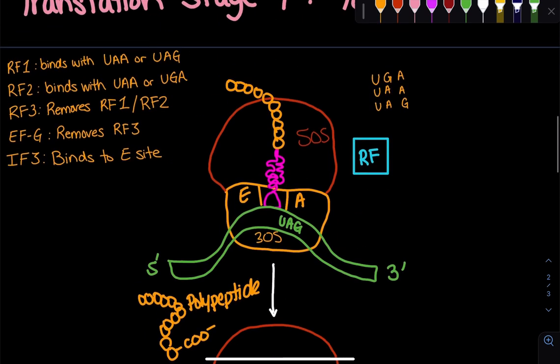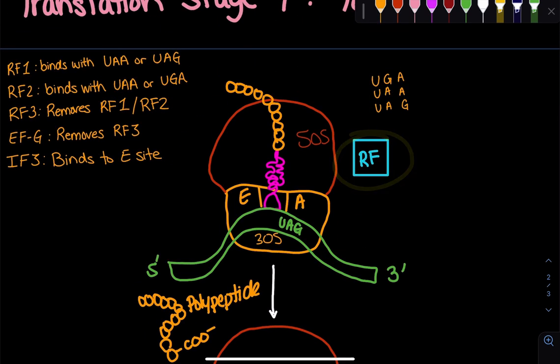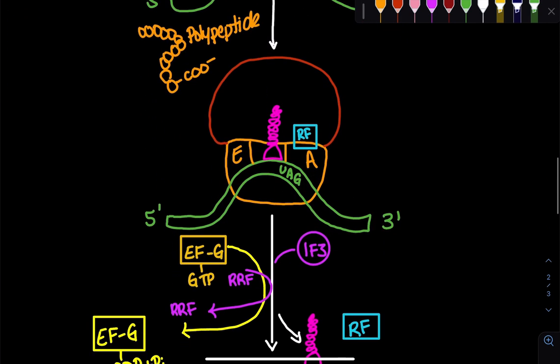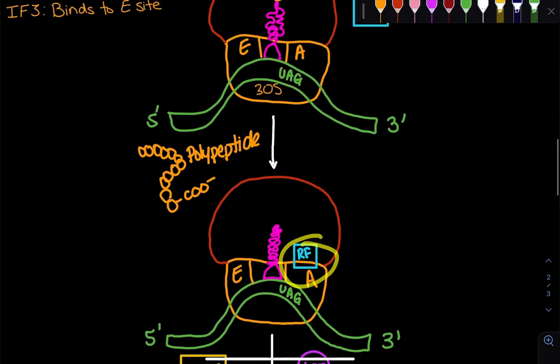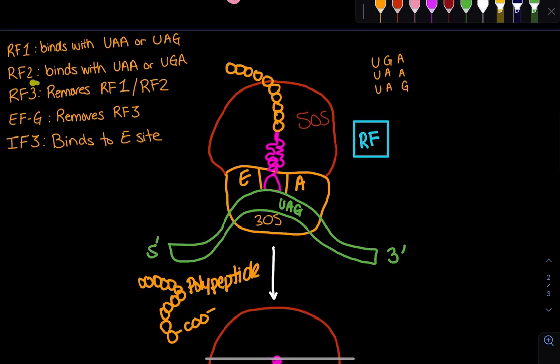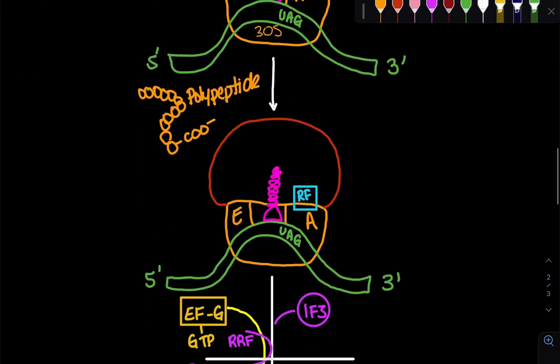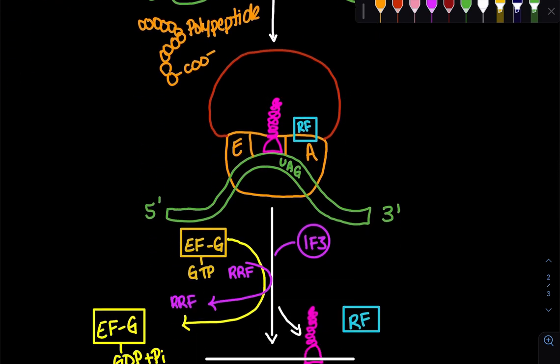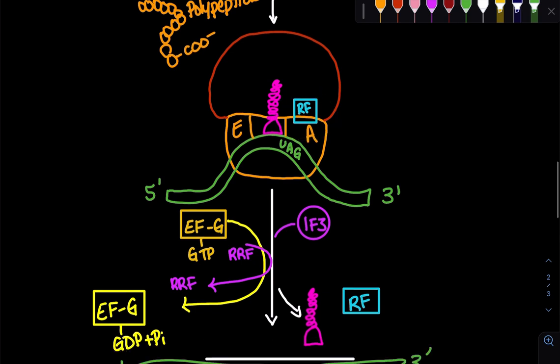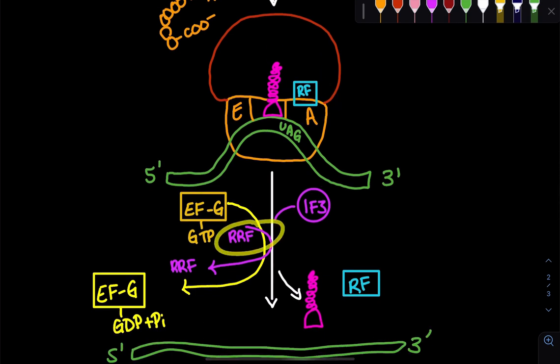But now the next part is that now that we have this RF1 bound to that A site, we have to remove it. How do we remove this? We need another release factor, and this is release factor 3, which is responsible for removing both release factor 1 and 2, depending on which we have. So RF3 will come in, and it will remove that RF1. But now we also have to get rid of the release factor 3. What gets rid of the release factor 3?